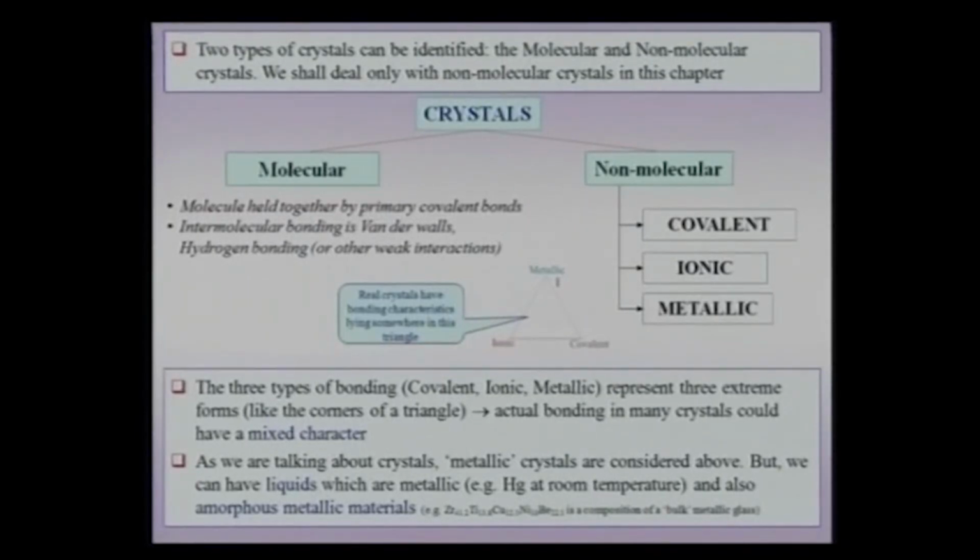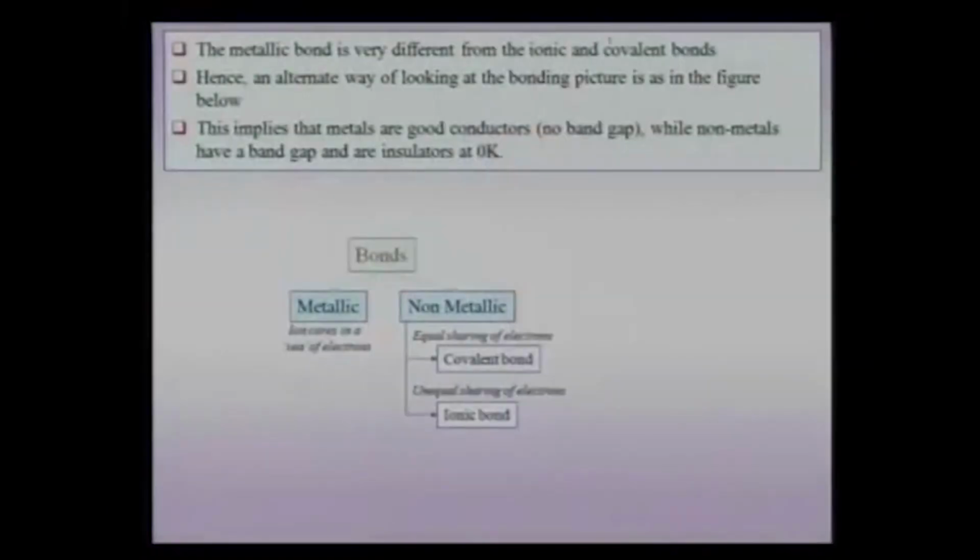An important thing to remember is that we could have liquids and amorphous materials also, which have certain bonding characteristics which look similar in terminology to the non-molecular crystals. So, we should not confuse, for instance, a metallic crystal with a metallic liquid or a metallic amorphous alloy. The metallic bond is very different from the ionic and covalent bonds.